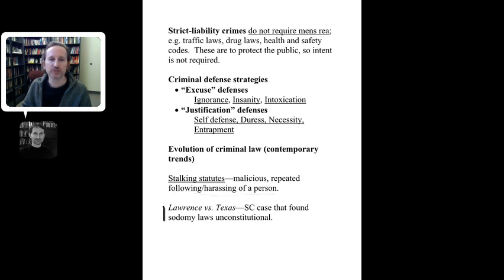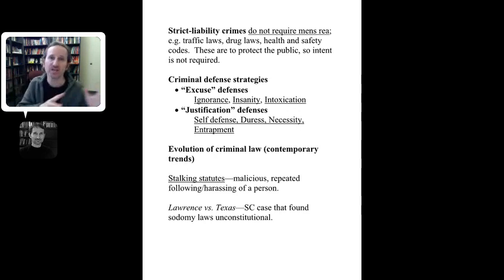Lawrence versus Texas is mentioned in your textbook, and I have SC here, and that means Supreme Court. It's a Supreme Court case that found sodomy laws to be unconstitutional. Why is that important? It's important because before, sodomy laws were enforced at state levels. So you could travel from state to state, and sodomy basically means sex that is not procreative. Okay, so it can involve a whole lot of different sexual acts.